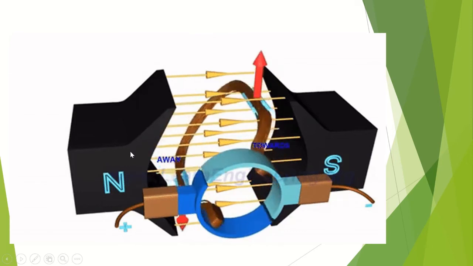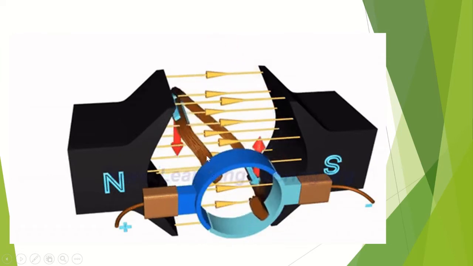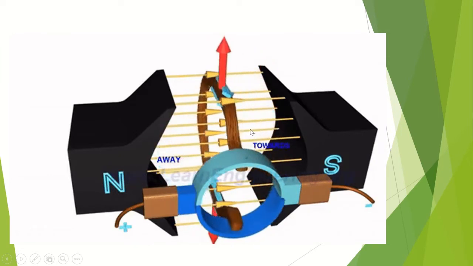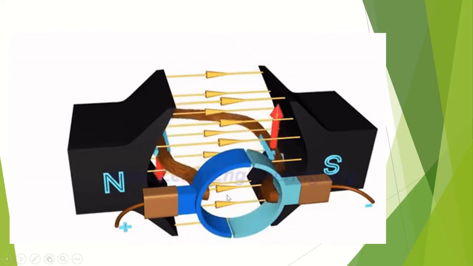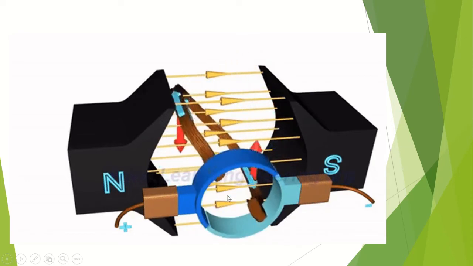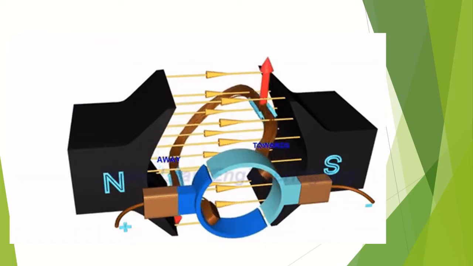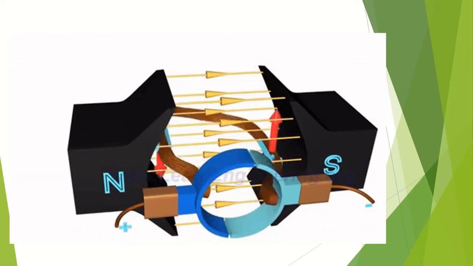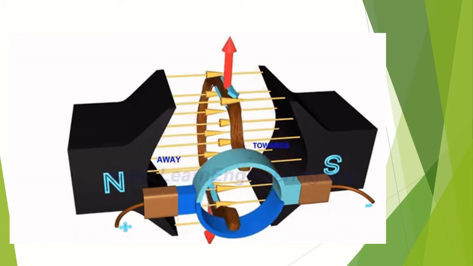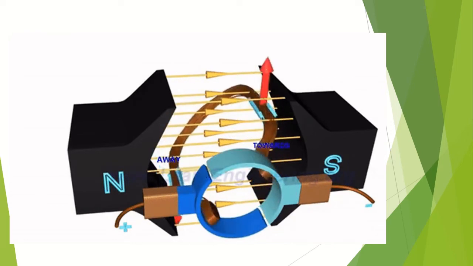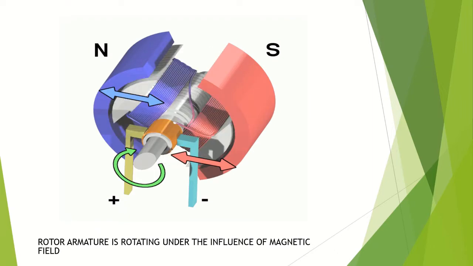These are the two poles, and if a current carrying conductor is placed in a magnetic field, it will start to rotate. Some force it will experience. You have the Lorentz equation, F equals BIL. This is the Lorentz force. How much force is acting on that conductor is calculated by the Lorentz force equation F equals BIL. And this is the animation regarding the DC motor.